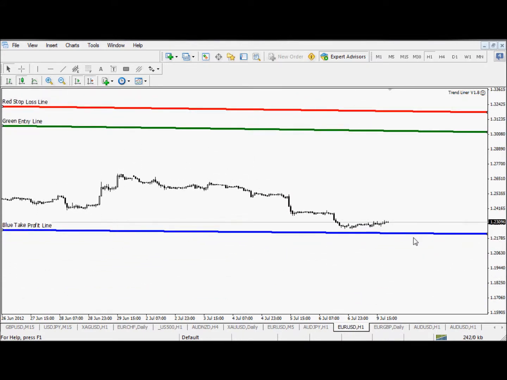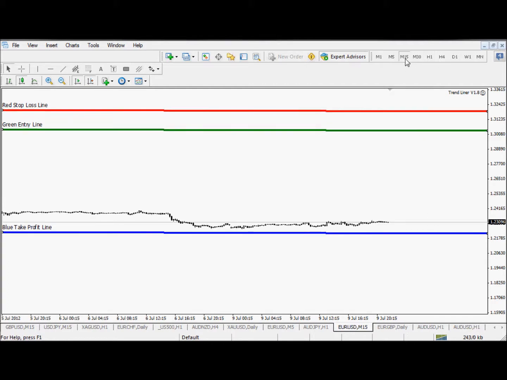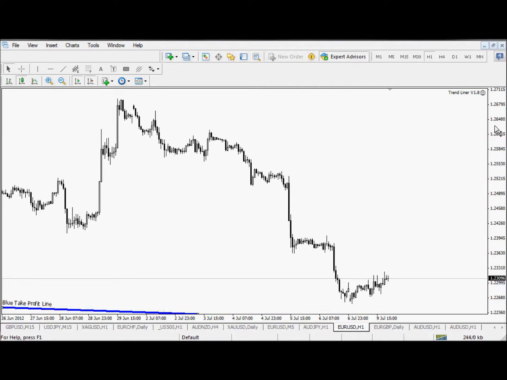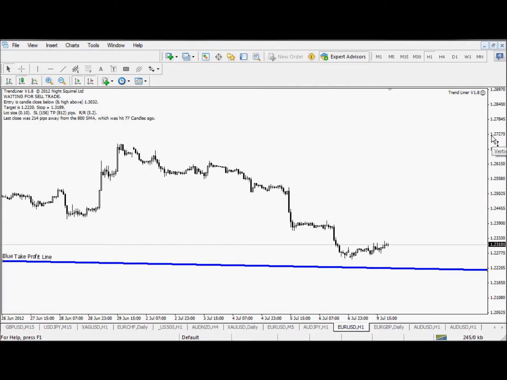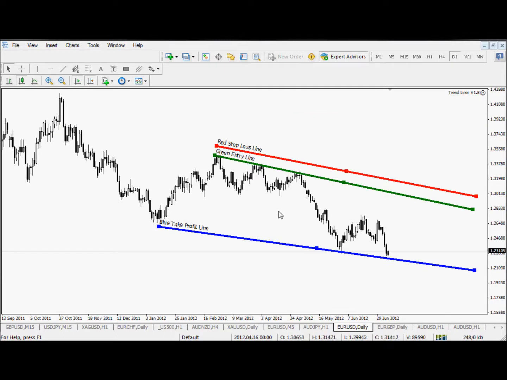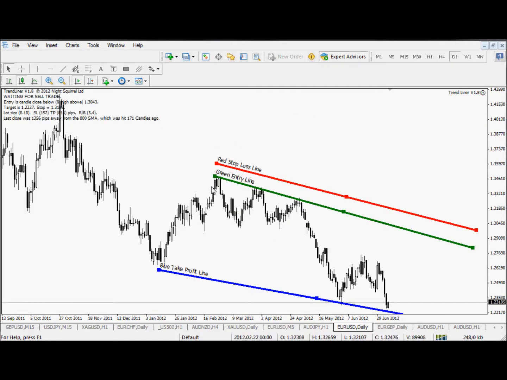So I'm going to look for price to come up here, tag this space, close below it. It will then open a trade from there back down to here. And that's basically Trendliner. You can use it for any trade you want to do that involves, let's put it back on a daily chart, either a break above a trend line or a rebound below it.